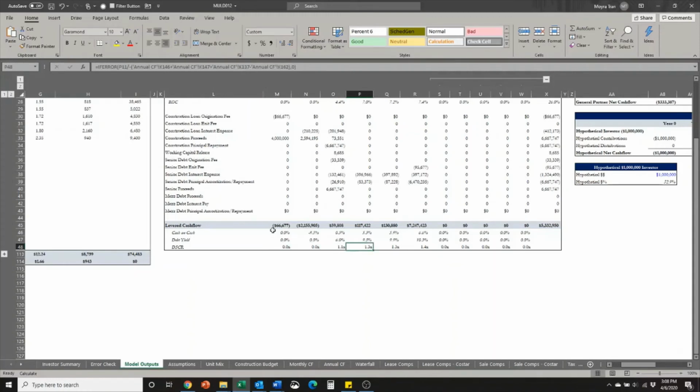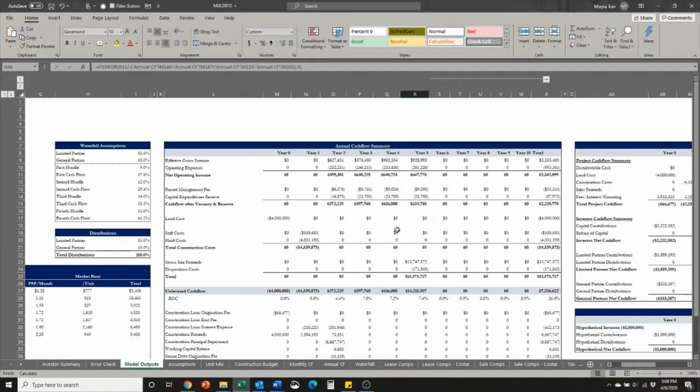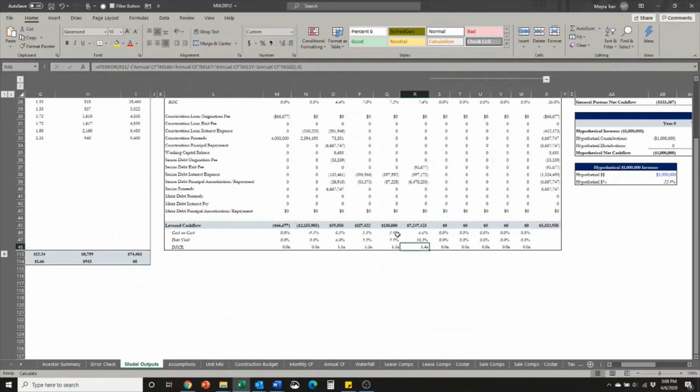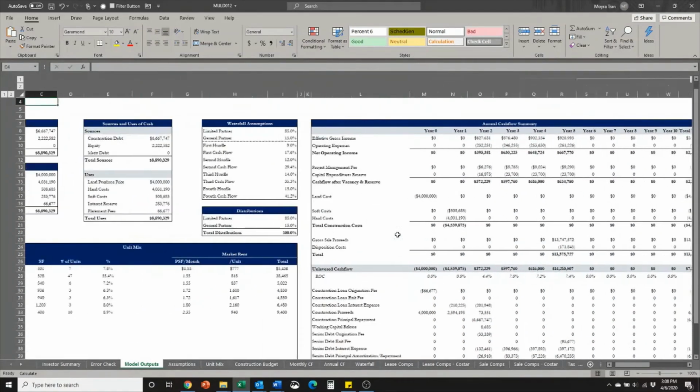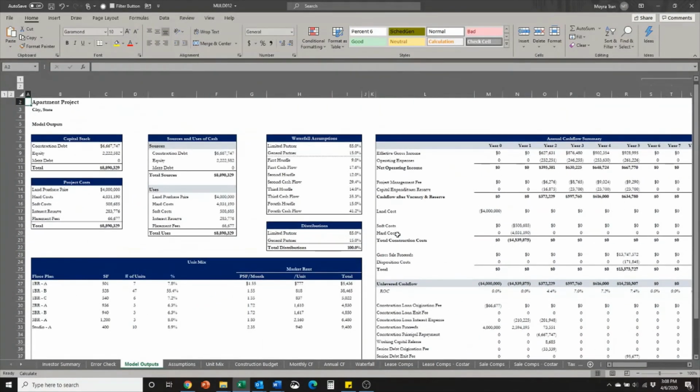And then here you can see that the DSCR is increasing, and at the end of the project when they sell here in year 5, you can see that the DSCR is a 1.4, and that's good, and lenders want to see that because a 1.4 is above a 1, and it just means that they will be able to pay off the project. So that is how we use DSCR in our model.